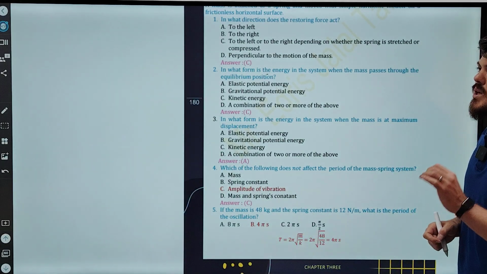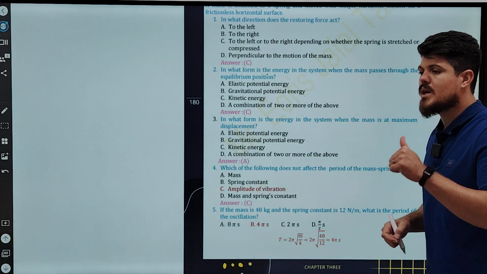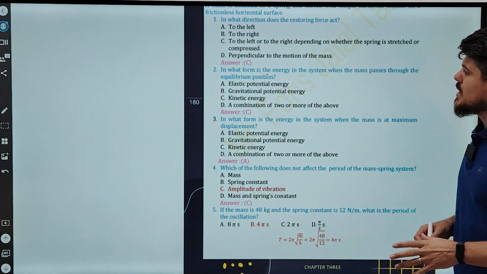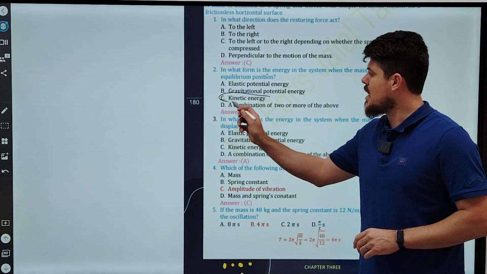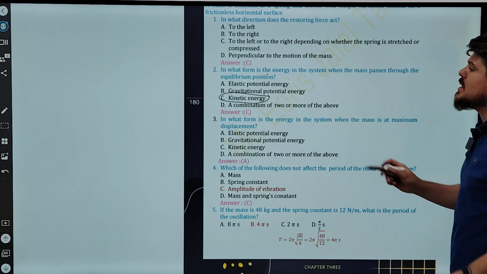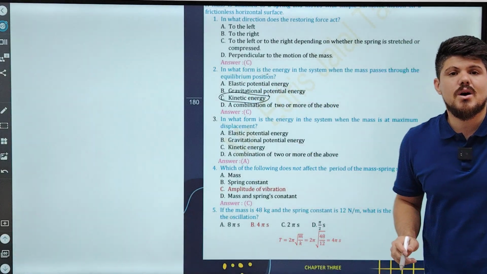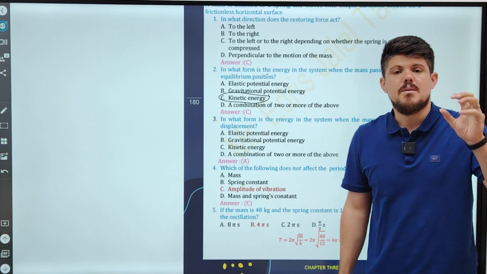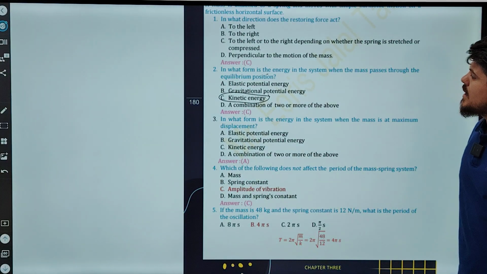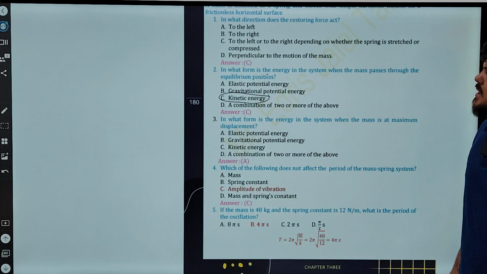In what form is the energy in the system when the mass passes through the equilibrium position? When the mass passes through the equilibrium position, all the elastic potential energy is converted to kinetic energy. So the answer is C. Why? Because the question says passes through what? Equilibrium position. When the object in a mass spring system passes or reaches the equilibrium position, its energy is kinetic energy.